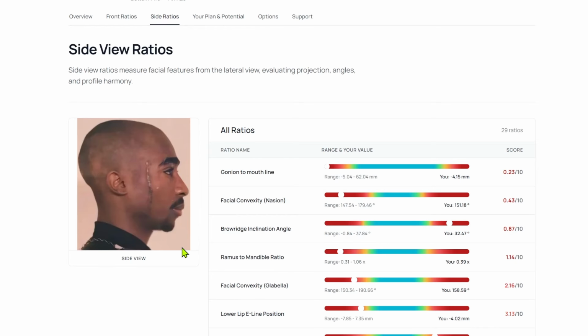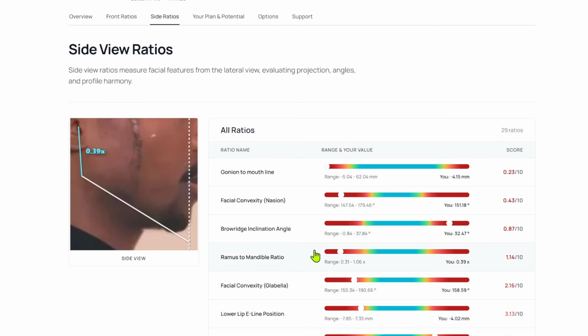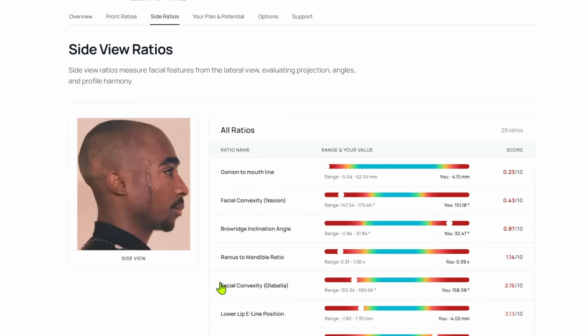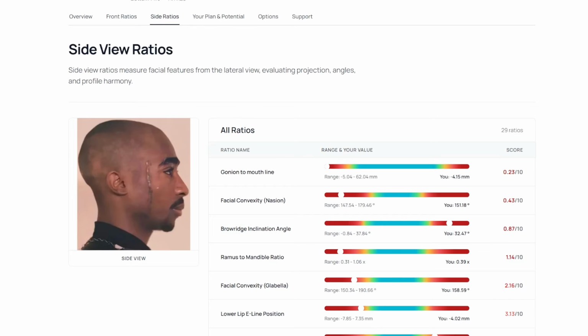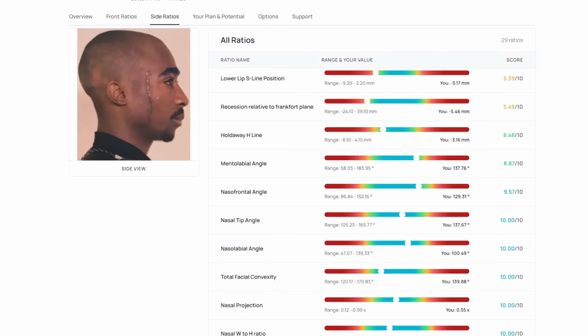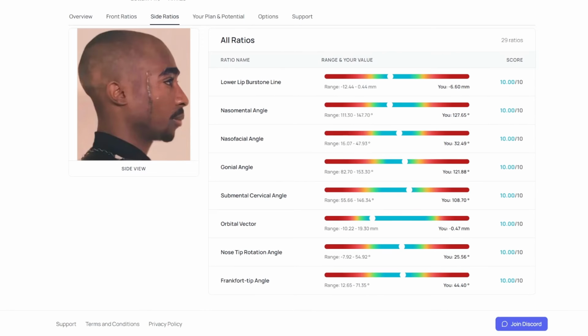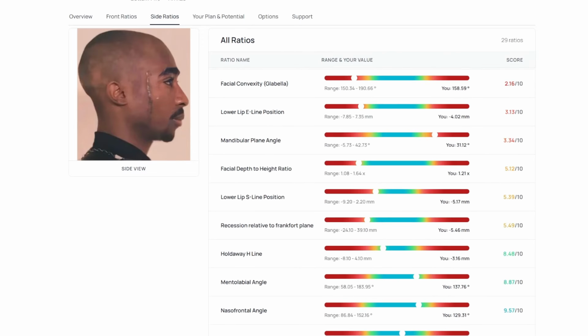He's not really holding his chin up either, so this is truly just a not even face. His brow ridge inclination angle, 0.87 out of 10, pretty low. Ramus to mandible ratio, 1.4. I don't want to go through too many boring ones, but you can see the rest is actually 10 out of 10, so it's pretty good.